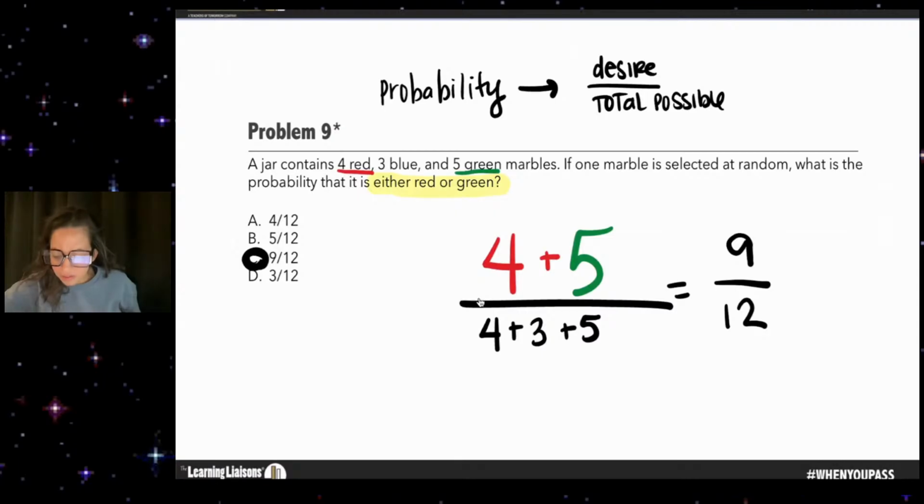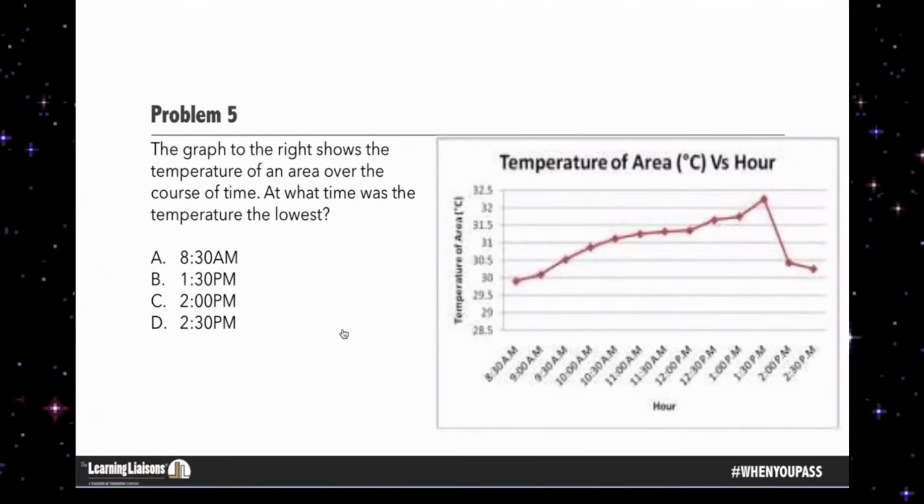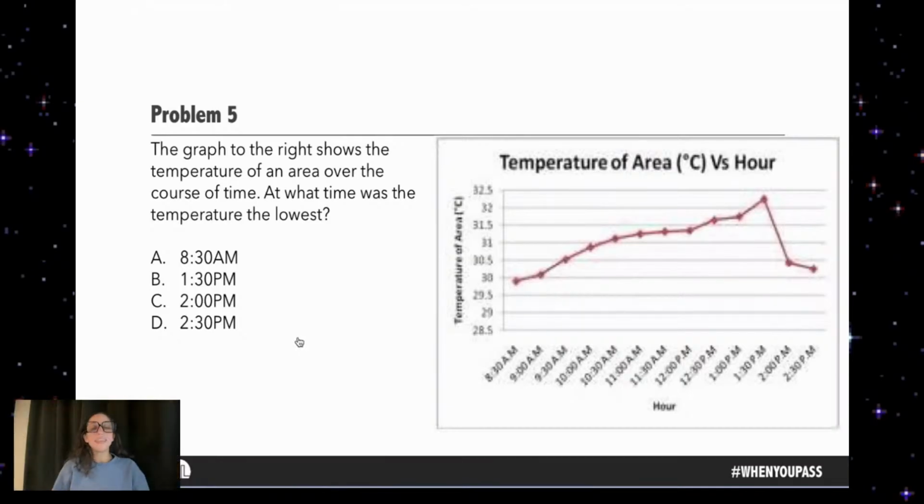All right. Now that we've done some of that, I wanted to make sure we kind of hit some of that. Let's go back to this graphing problem right here. The graph to the right shows the temperature of an area over the course of time. At what time was the temperature lowest? This is a problem for everyone as well. In fact, this is right up pre-K through 3, K through 6. This type of graph is very typical that they might see.